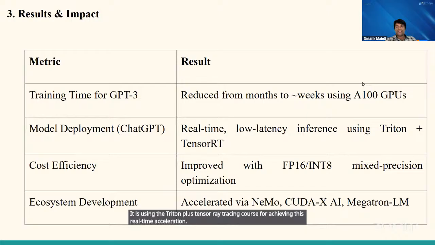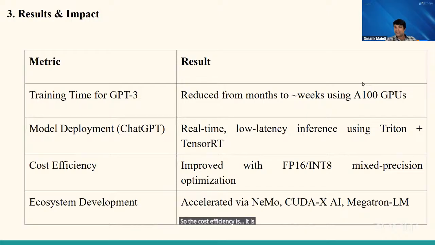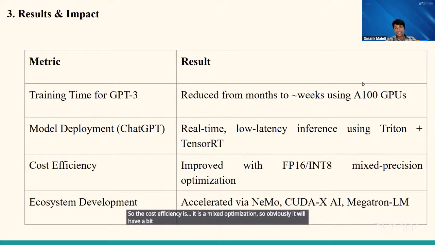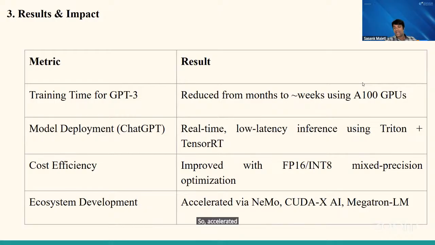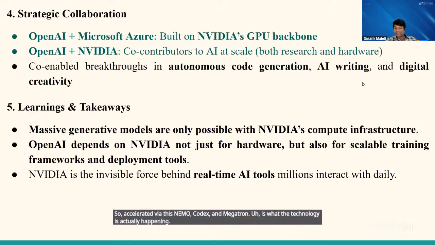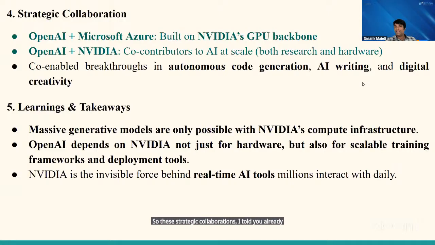So the cost efficiency is a mixed optimization. Obviously it will have a bit of a high price as well. The next thing is ecosystem development, accelerated via NeMo, CUDA-X, and Megatron is what the technology is actually happening. These strategic collaborations, I told you already, OpenAI's collaboration with Microsoft Azure is built on NVIDIA's GPU backbone. So they three have formed a big trio.